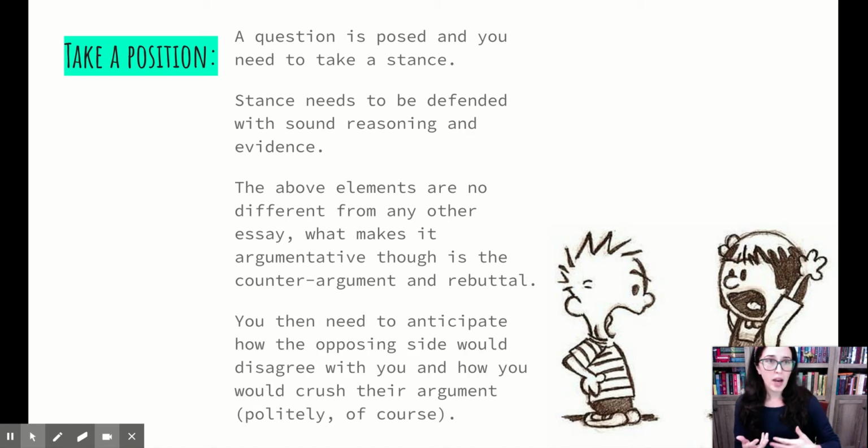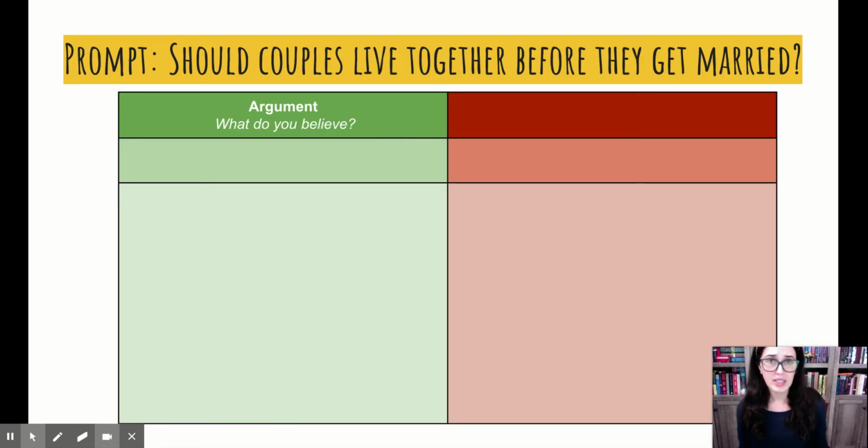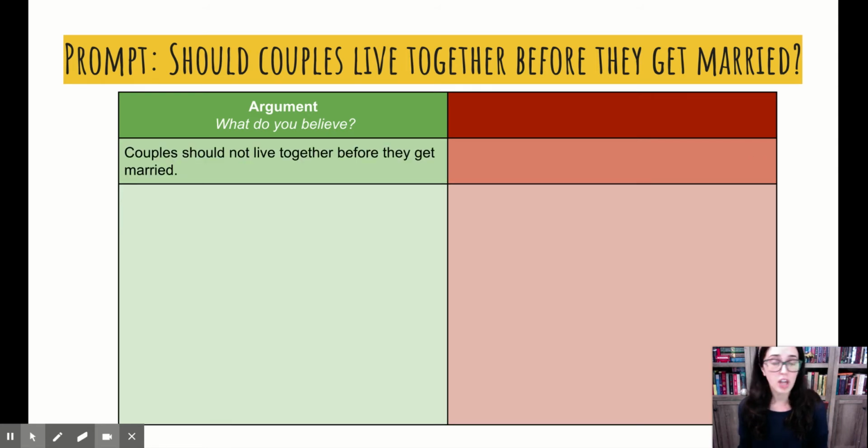And so when you're brainstorming and you're writing, it's all about anticipating all of the opposing sides' opinions and what they're going to bring to the table to try and discount your stance. So I'll give you an example. If you're writing an essay or in a discussion with the prompt of, should couples live together before they get married? Your argument would be, what do you believe? And so for this, we're just going to say that this person believes that couples should not live together before they get married. So that would be the argument.